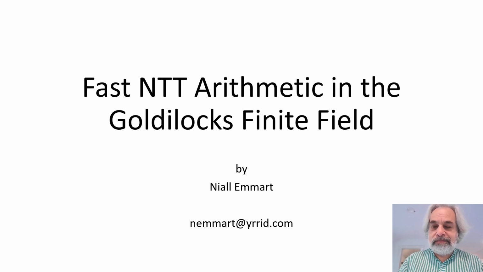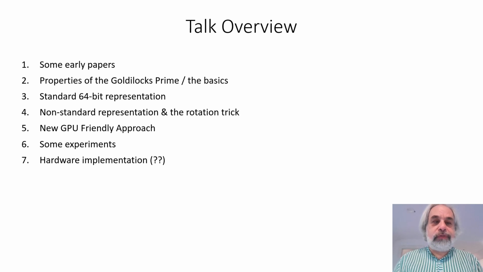Here we go. Let's start with a quick overview of the talk. We'll cover some of the early papers and the origin of the Goldilocks prime. Then we'll talk about the properties of the Goldilocks prime and the basics. Then we'll cover the standard 64-bit representation, some non-standard representations, and the rotation trick. And then we'll come to the meat of the talk, which is a new GPU-friendly approach and representation. And we'll conclude with some experiments and some thoughts about a hardware implementation.